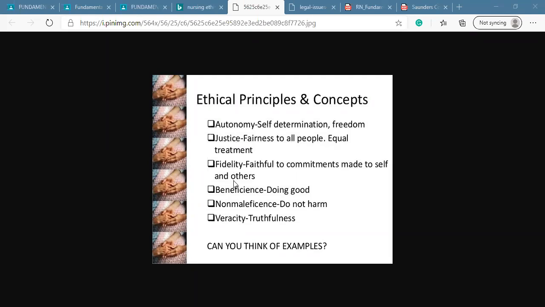And the last one is called veracity. Veracity means truthfulness. Tell the truth to the patient. So whatever the patient's diagnosis, right? Don't be emotional. Don't lie to them. Just tell them. Be kind, but you have to tell the truth.